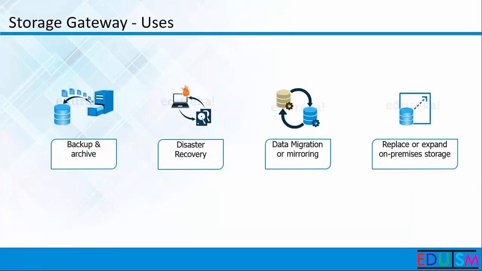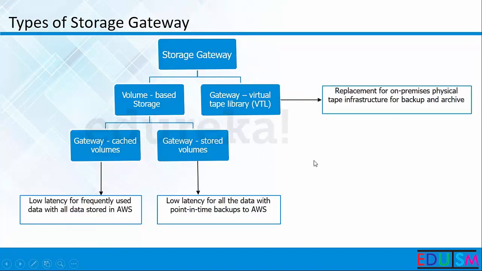Now, one question would come up: what exactly are the use cases for AWS Storage Gateway? As Anoop just mentioned, is it used for backup or archival purposes? It's used for both backup as well as archival. It is used for disaster recovery, for data migration or mirroring, and for expanding your on-prem storage. These are the use cases for Storage Gateway.